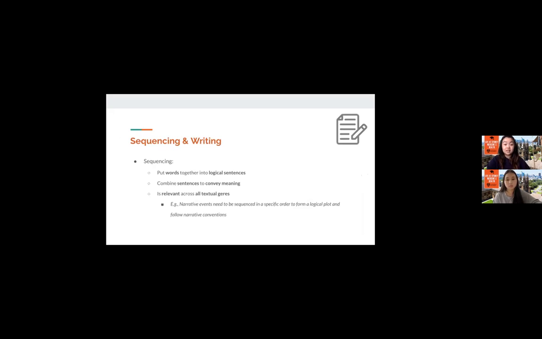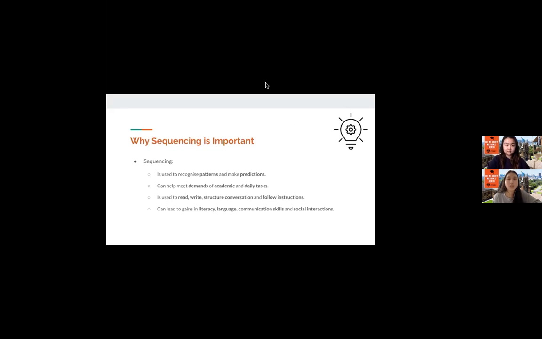Sequencing is extremely important in everything we do, and it's a skill that we often take for granted and can seem difficult to teach because it's such a basic skill. Hilary will now talk a bit more about this. I'll be going through why sequencing is important.